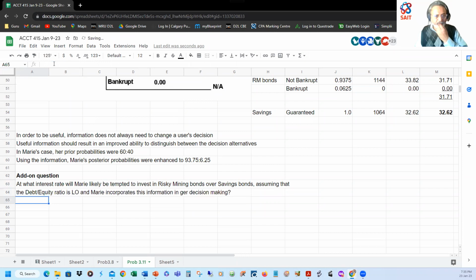Is it possible to calculate that number? Let's say this was a question asked on your group assignment, right? So all the other facts are the same. We concluded that Marie will not invest in Risky Mining bonds, even with the much higher probability of not defaulting. So my question is, well, certainly 14.4% interest is not enough. What would be the minimum interest at which Marie will possibly consider making that investment?